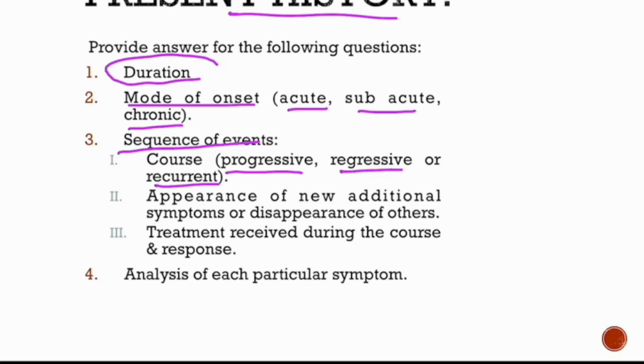Always think about additional symptoms. For example, somebody with chest pain can later develop breathlessness, syncope, or pedal edema. That is what is called additional symptomatology. Major cardiac symptoms should be asked for.